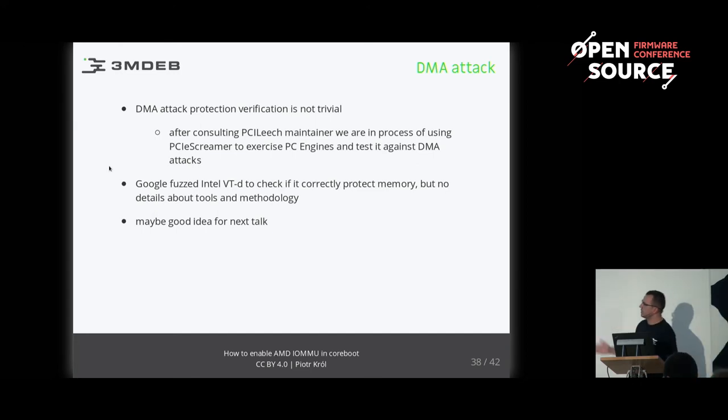So Google did the fuzzing, got some results, went to vendors, and they fixed the ACPI stuff, but they didn't reveal the fuzzing framework, and they didn't reveal much about the problems they found. They just wrote that there was something.